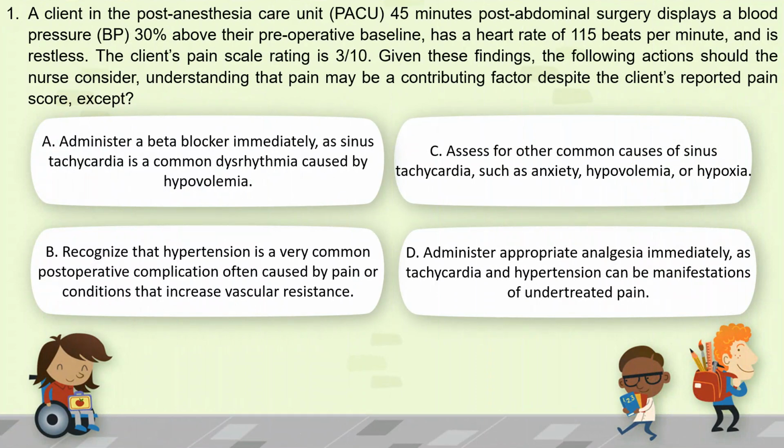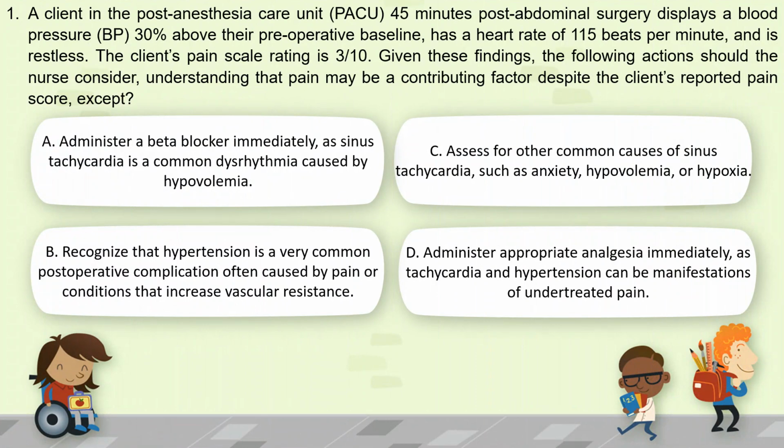A. Administer beta blocker immediately, as sinus tachycardia is a common dysrhythmia caused by hypovolemia. B. Recognize that hypertension is a very common post-operative complication, often caused by pain or conditions that increase vascular resistance. Or C. Assess for other causes of sinus tachycardia, such as anxiety, hypovolemia, or hypoxia, and administer appropriate analgesia immediately, as tachycardia and hypertension can be manifestations of untreated pain. So in this case, what we are looking for is actually a wrong answer.